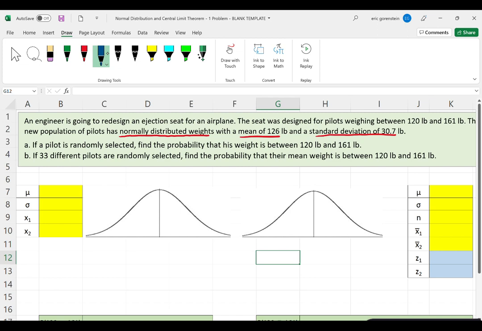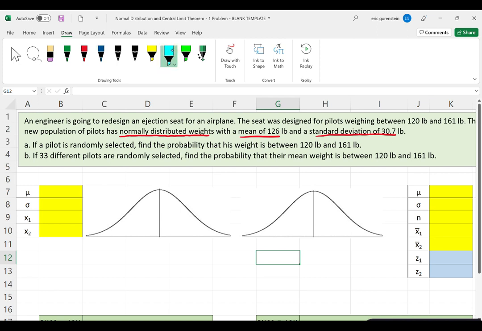So we have two problems here. In part A, if a pilot is randomly selected, find the probability that his weight is between 120 and 161 pounds. And in part B, if 33 different pilots are randomly selected, find the probability that their mean weight is between 120 and 161 pounds.